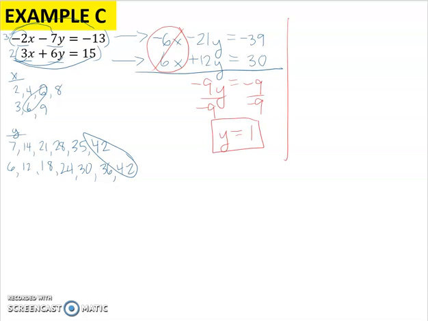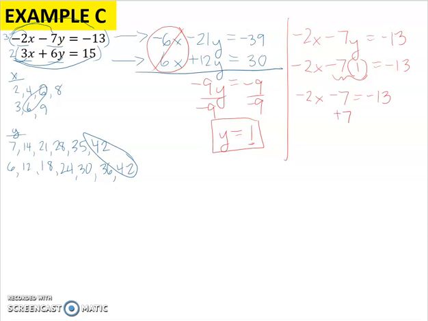Okay. All right. Now I plug that into one of the originals, right? So negative 2x minus 7y equals negative 13. I could do 3x plus 6y equals 15. Just use one of the originals. Don't use the manipulated one. Okay. All right. So negative 2x minus 7 times, I'm replacing y with 1 because I said y should be 1. Okay, and now we solve for x. So negative 7 times 1 is negative 7.